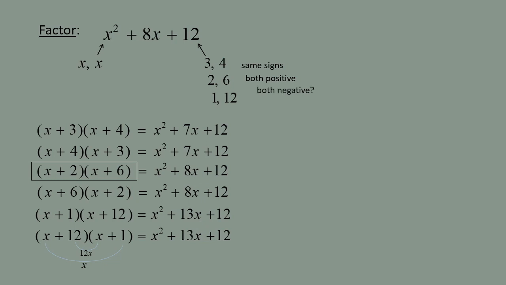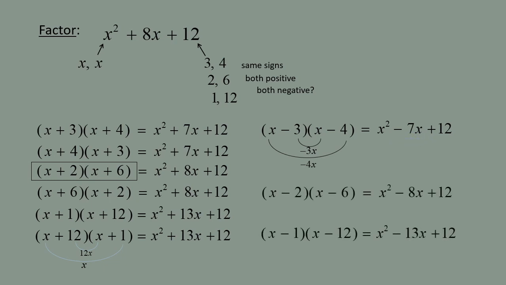Just to compare what would happen if we'd used both negative factors, for example, -3 and -4, the inner product and the outer product would both be negative, and that would give us a -7x in our middle term. It's easy to verify that the other combinations also give us a negative middle term. So the only difference when we use two negative factors instead of two positive factors is that the middle term is negative. So in the trinomial, the middle term will tell you whether they're both positive or both negative. You might ask, what happens if we don't get any combinations that give us the right middle term? Well, in that case, assuming that we didn't miss any of the possible combinations, the trinomial would not be factorable.